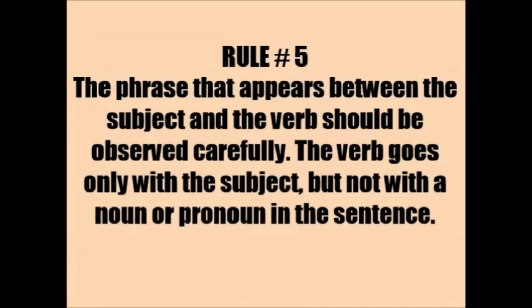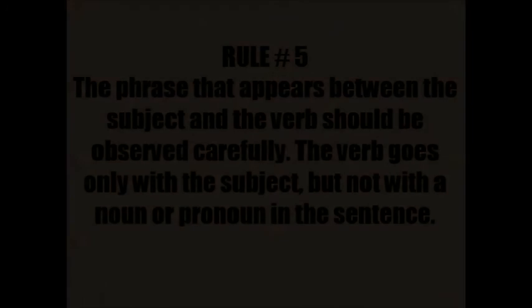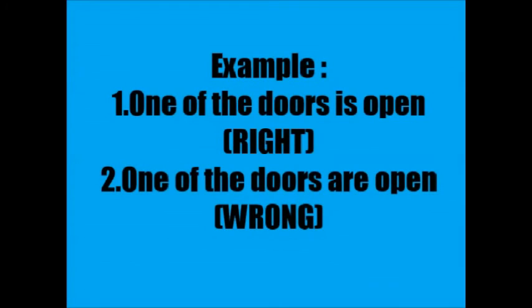Rule number 5. The phrase that appears between the subject and the verb should be observed carefully. The verb goes only with the subject, but not with a noun or a pronoun in the phrase. Example number 1. Since our subject here in the sentence is the door, which is referring to the one door that is singular, we should use the verb is.